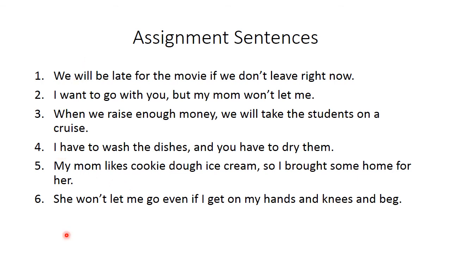So for each of these 6 sentences, you're going to tell A, what is the conjunction, and is the conjunction coordinating or subordinating? And then B, is it a complex sentence or a compound sentence? If it's a complex sentence, which one is the independent clause and which one is the dependent?